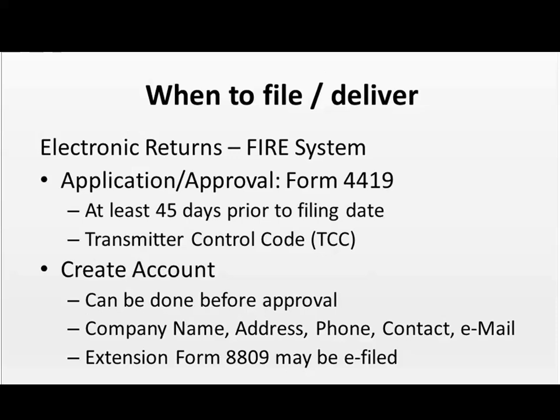The FIRE system requires application and approval. That application form is 4419, and you want to do that at least 45 days prior to the filing date. So if you're thinking about doing this, you need to get that done now. The transmitter control code is issued and sent by mail. And once you have that transmitter control code, you'll be able to file through the FIRE system. You create an account. This can be done before approval. Company name, address, phone contact, and email, and so on. And you can also use Form 8809 to set that up to be e-filed through the FIRE system as well.